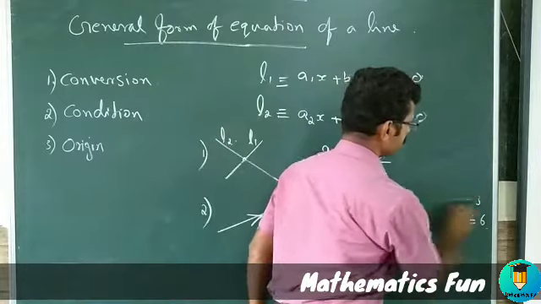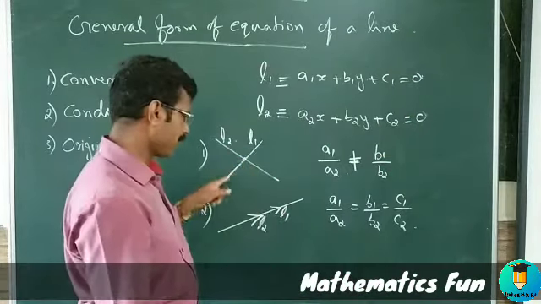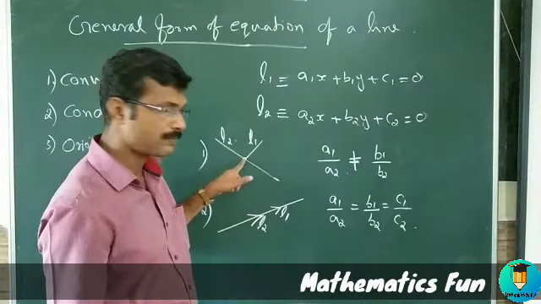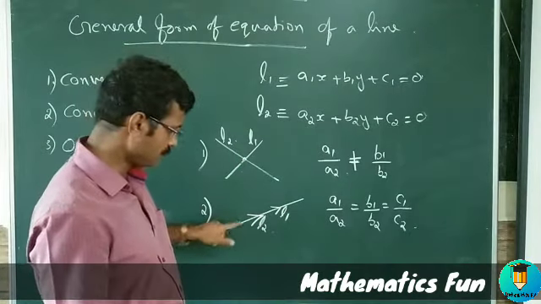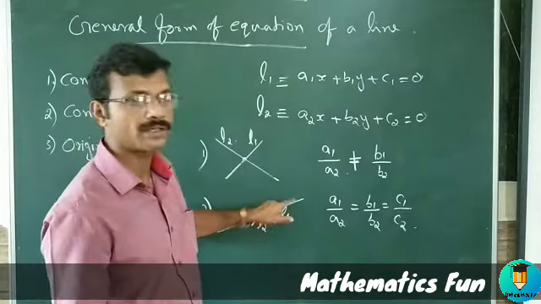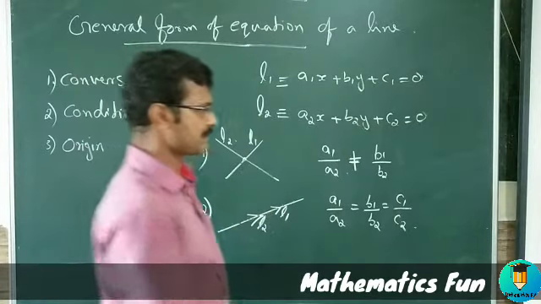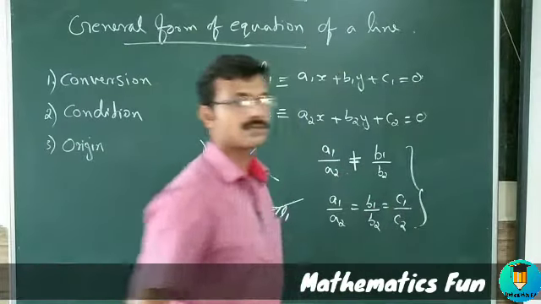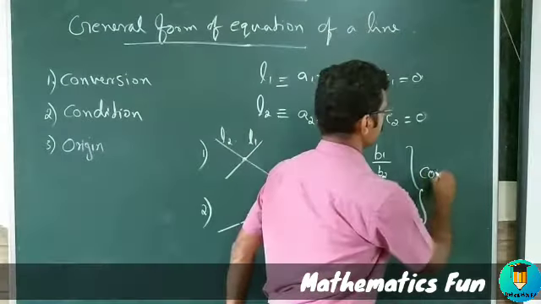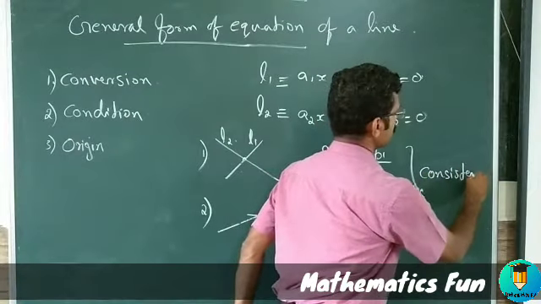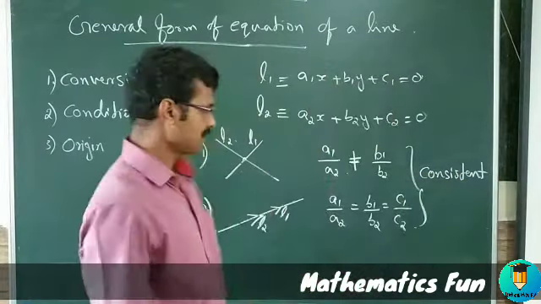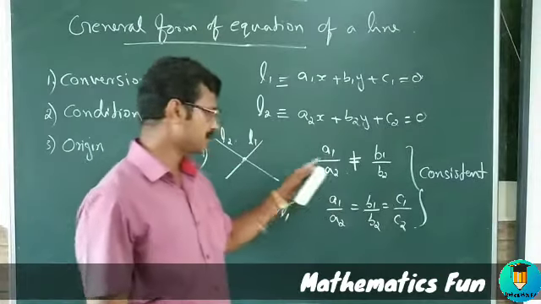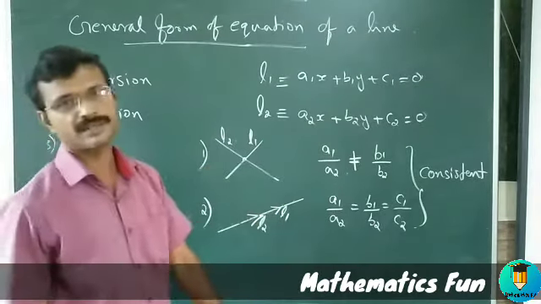In these two cases, we can see they have some points in common. Here there is one point in common. Here there are infinite points in common, all the points. This type of situation we will say the equations are consistent. Okay, this is the second situation. So in these two cases, the given equations are consistent.